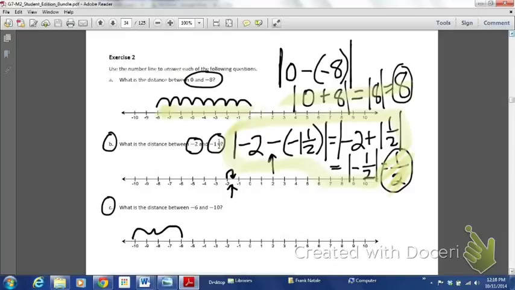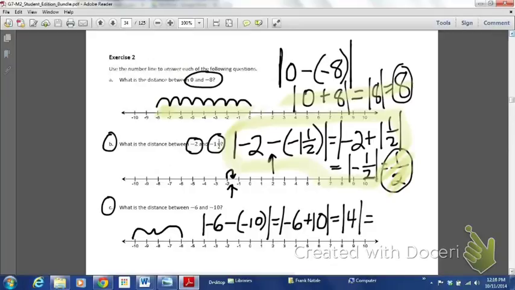But let's go ahead and create our formula. So that is the absolute value of -6 minus -10, which equals the absolute value of -6 plus 10. Okay, which equals the absolute value of a positive 4, which of course is 4.